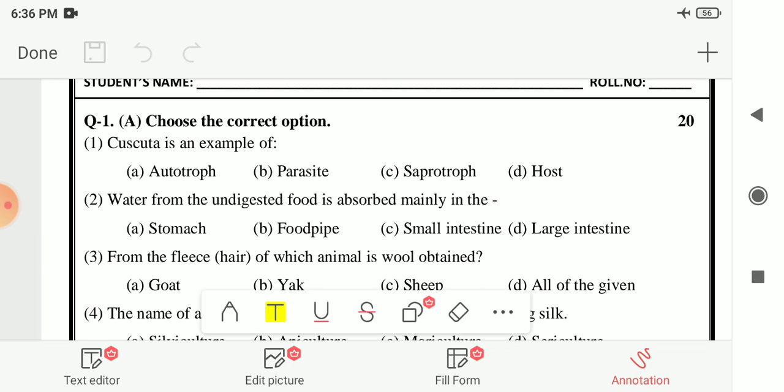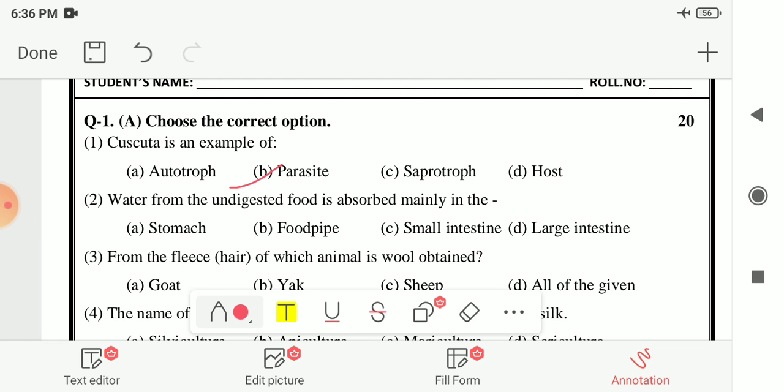In that first one is Cascuta is an example of blank. The options are autotroph, parasite, saprotroph and host. So here your answer is option B, that is parasite. Cascuta is an example of parasite. The second number was water from the undigested food is absorbed mainly in the dash. The options are stomach, food pipe, small intestine or large intestine. So the water from the undigested food is absorbed mainly in the large intestine. So here your answer is option D, large intestine.